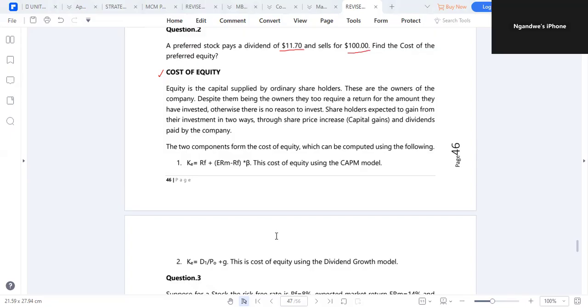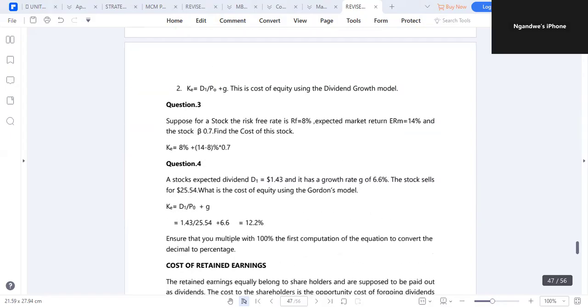There's what we call the CAPM model, which is the capital asset pricing model, and we have what is called the Gordon's model or dividend growth model. So these ones are the two models that we use when you're dealing with the equity. So the CAPM model is simply given by the risk-free rate plus expected market return minus risk-free times beta. Whereas the Gordon's model, we have the cost of equity, which is equal to D1, so dividend paid in year one, over PO, the price of stock now, plus the growth. So these are the two methods we're going to use. So now we'll give an example to calculate each of these ones.